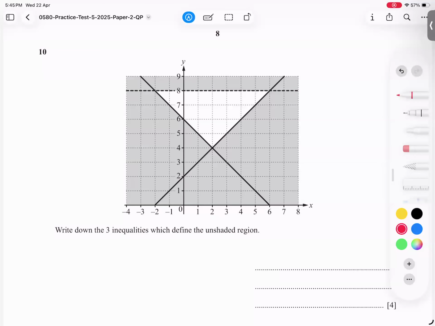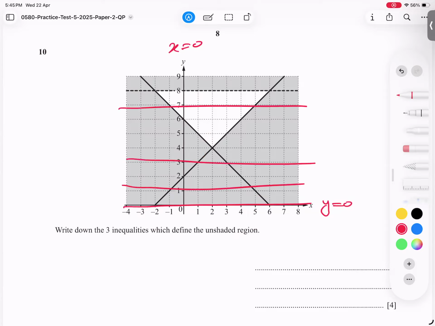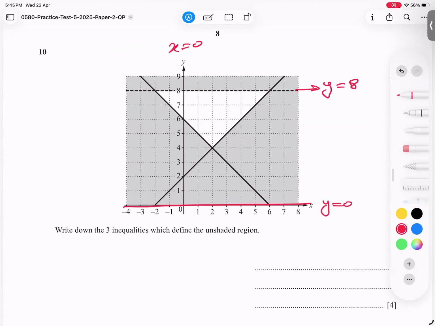So question number 10, students, we are trying now. First of all, you must know the equation of the x-axis is y equal to 0. Very important. And the equation of the y-axis is x equal to 0. Very important. So this is y equal to 0, y equal to 1, y equal to 3, y equal to 7. So this is y equal to 8. So I'm writing first of all y is equal to 8. I'm writing the first equations.